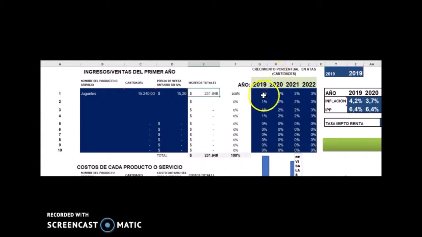So we're hoping to have a continuous growth within the years, 1% approximately. So for the first year, we're hoping to grow 1%. Then we have 2% in 2020, 2% in 2021, and in 2022 we're hoping to grow at 3%.